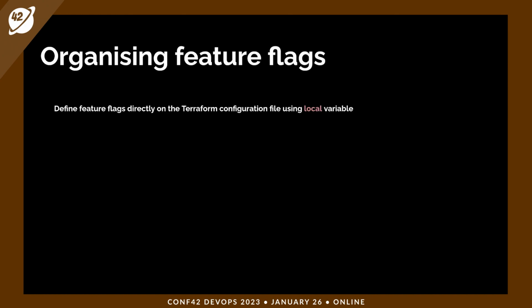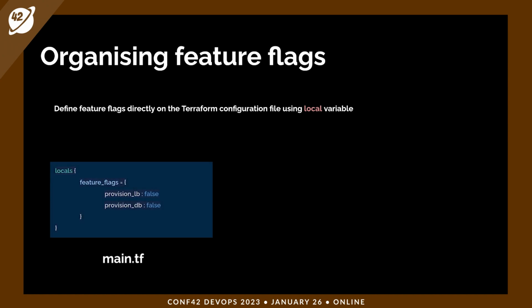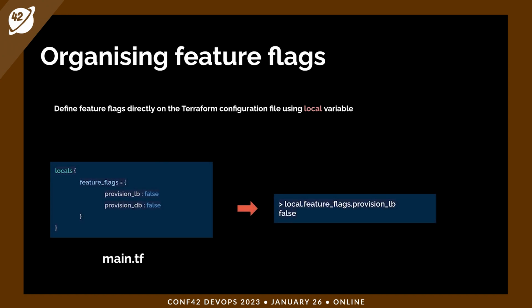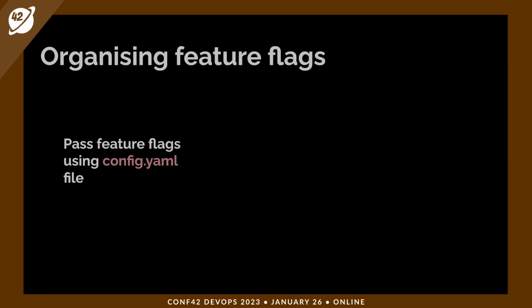Now let's talk about how to organize these flags. There are various ways to do this, but the first one is defining the feature flag in a local variable. We saw how to do this in our previous slides as well. We define a flag as part of our local variable and then use it as needed in other resources or modules.